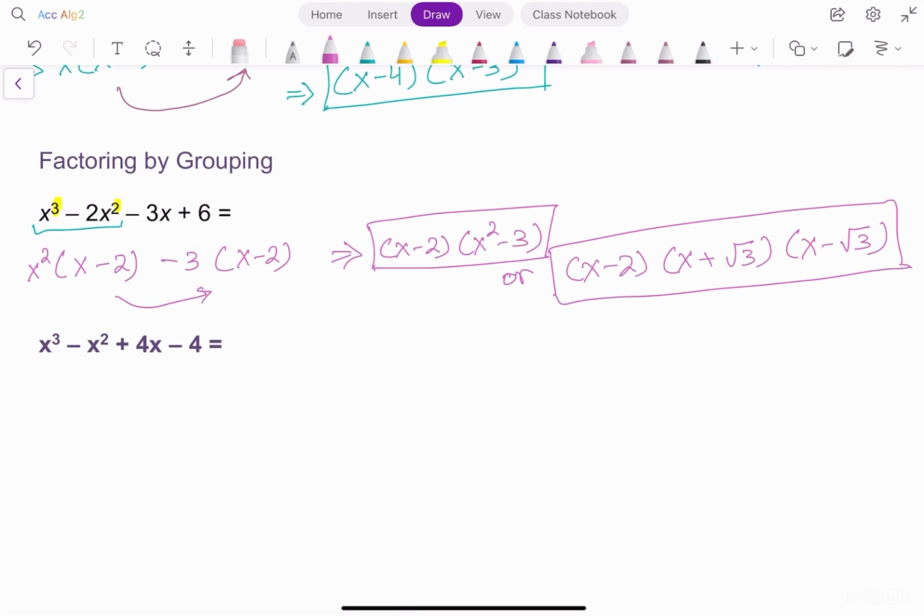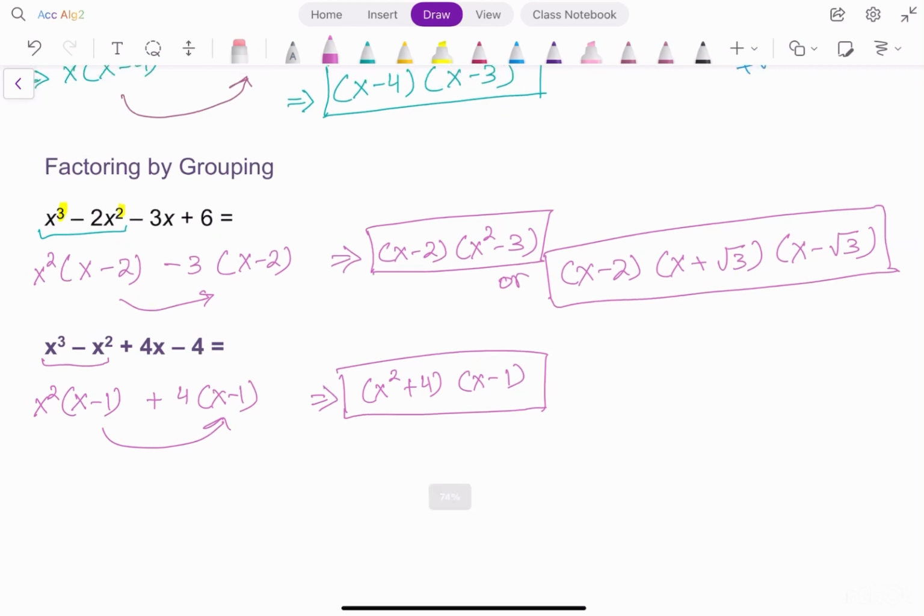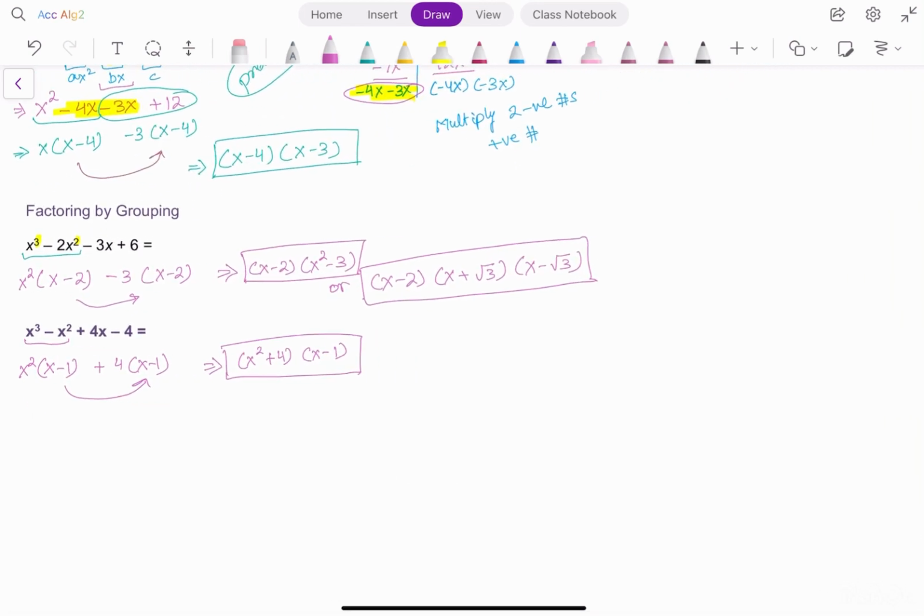Now we have x cubed minus x squared plus 4x minus 4. Can I use the same technique again? From the first two terms, x squared is the smallest, so factor it out and do the cheating part again, and then multiply everything by 4. So the factored form is (x - 1)(x squared + 4). This is how we can use different techniques to factor.